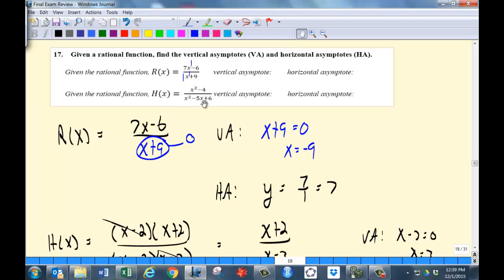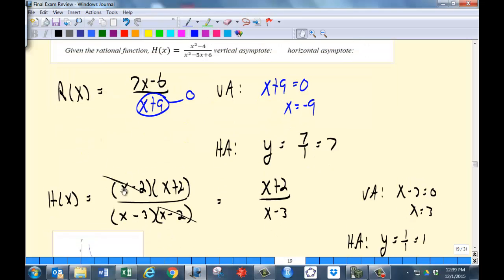Now this one we're going to factor. So here we always want to factor. So difference of squares is the numerator, and then the denominator factors x minus 3, x minus 2. And then we cancel the x minus 2 factors, x plus 2 over x plus 3. So again, a vertical asymptote, just take the denominator, set it equal to 0, and solve. And then the horizontal is going to be the coefficients. So the coefficient here is 1, coefficient here is 1. So we get 1 over 1 gives me 1.